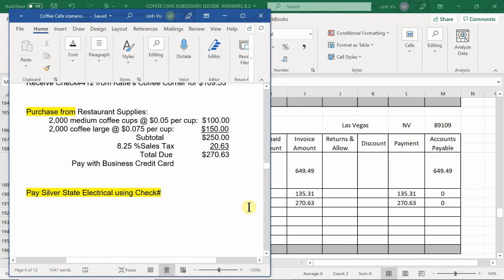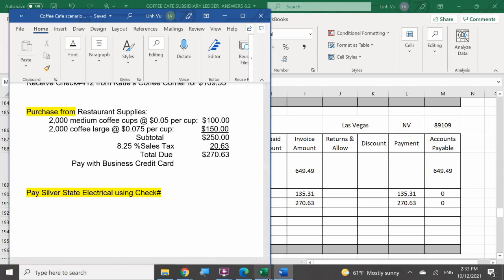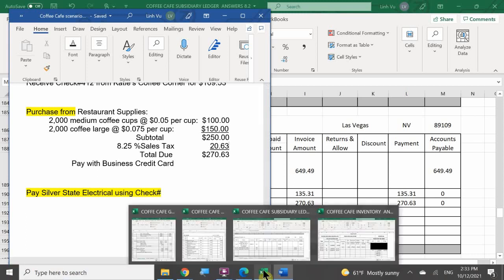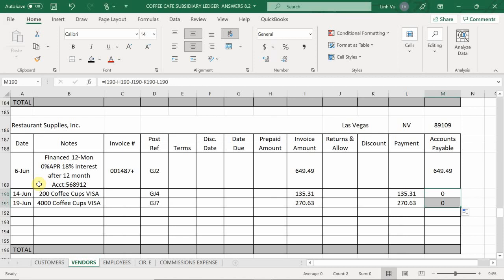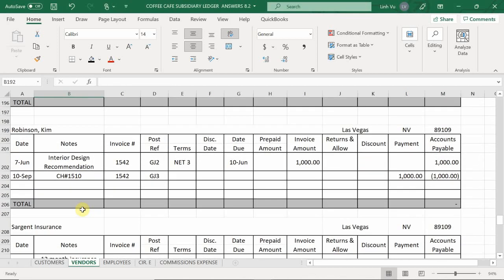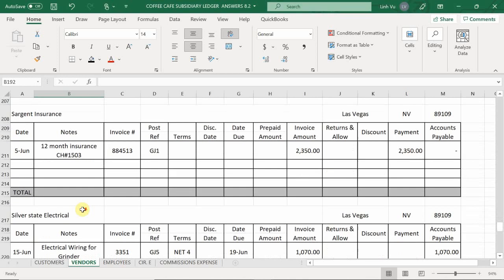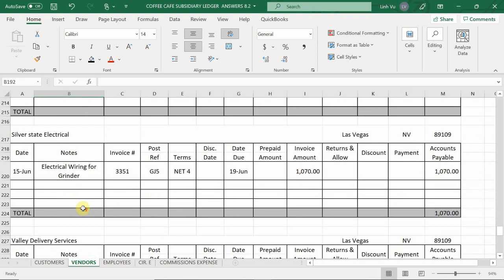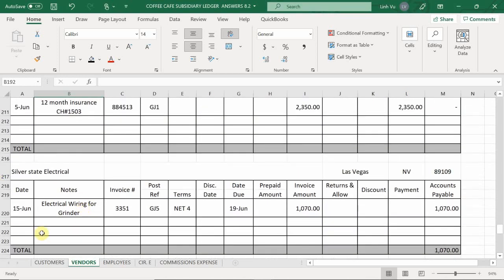All right. So we have time for one more, and then we'll go on break. Okay. So we have to go to the subsidiary ledger because I don't know who is Silver State Electrical. Let's locate who they are. So what does it say here? For the grinder, we have to pay 1,070.